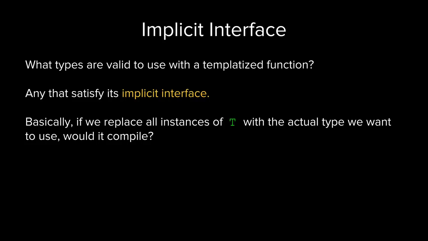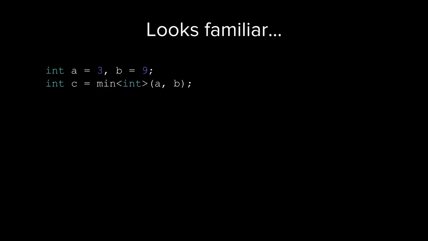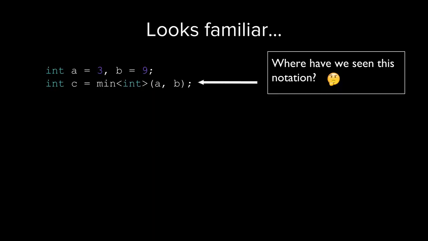Okay, so let's check the time. One question for you all is, where have you seen this kind of notation before, where you have these angle brackets and then you're telling it a type or something? Yeah, so when you make a vector or a map, you also do something like this, right? You say vector angle bracket int or vector angle bracket string. If you've ever wondered how that works, the idea is exactly the same as template functions, except it's called templatized classes.